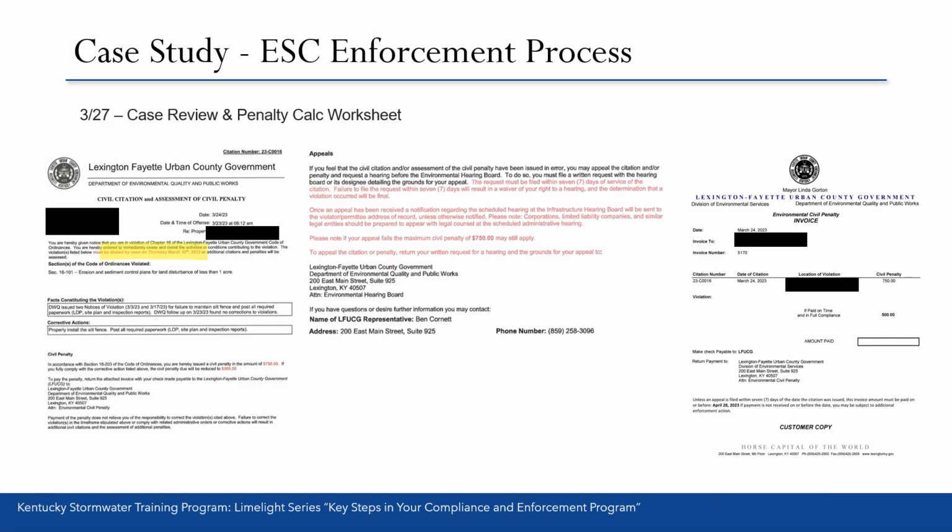After the penalty calculation worksheet was completed, the civil citation officer completed the paperwork for the actual civil citation letter and invoice. They gave the contractor a compliance date of noon on Thursday, March 30th. In this civil citation letter is also the outline of how that contractor could appeal the civil citation and penalty. They had 7 days from the date of the letter.